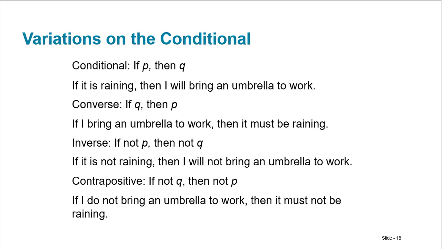And these are just ways of restating the conditionals, right? So with the original conditional, if P then Q, we've got, if it is raining, then I will bring an umbrella to work. So that's just your standard if P then Q. The converse is if Q then P. So we're going to have converse, inverse, and contrapositive.